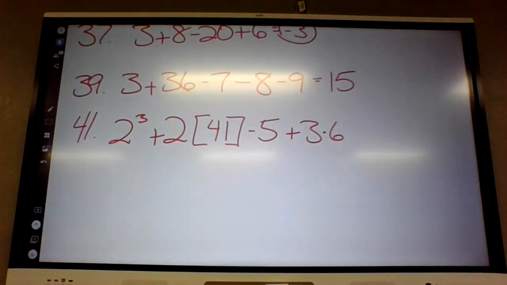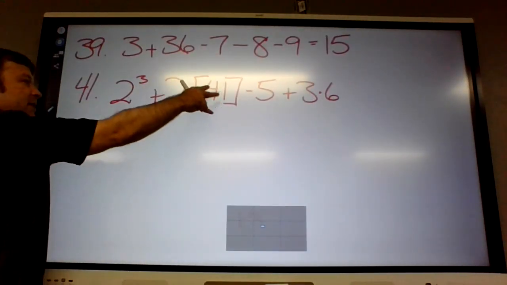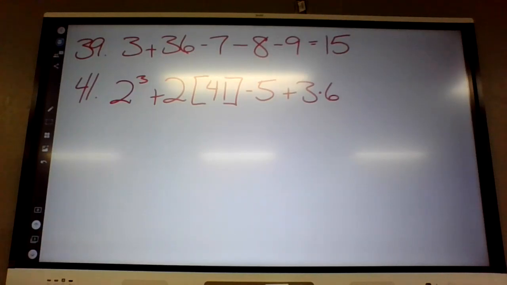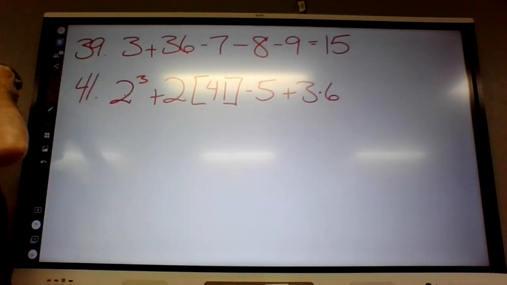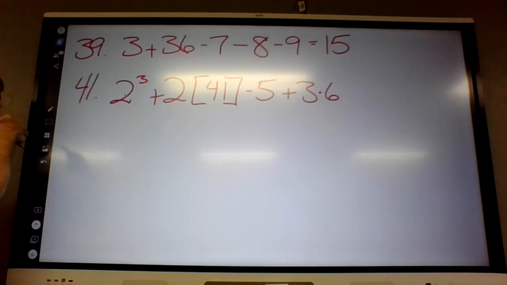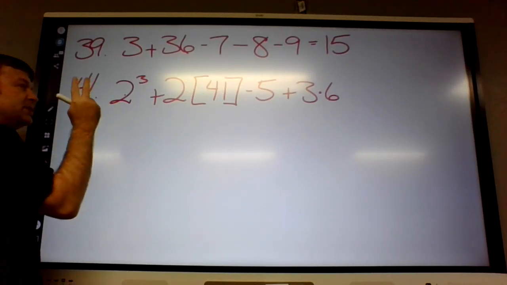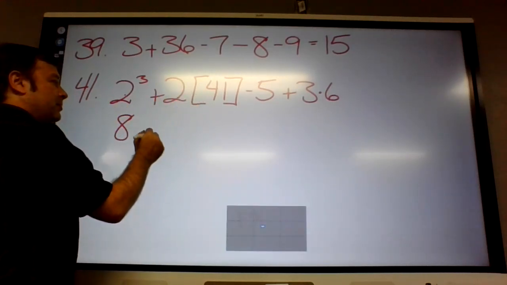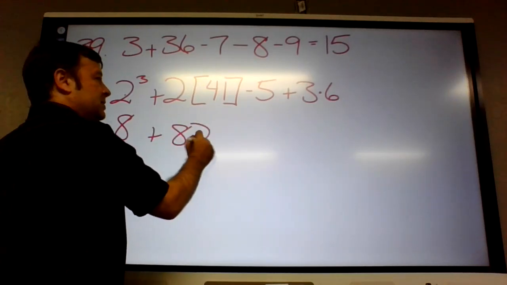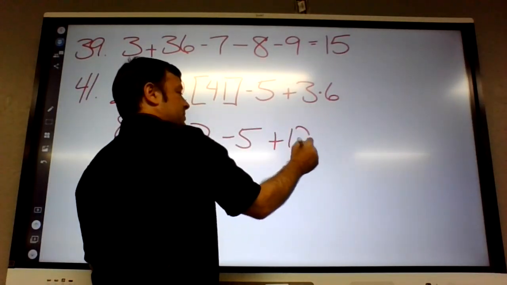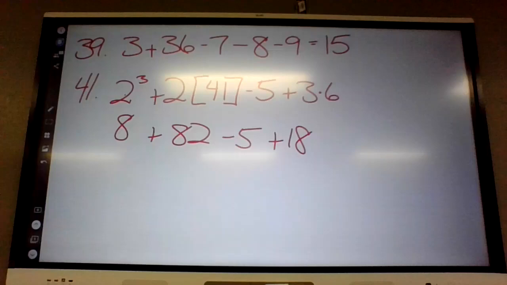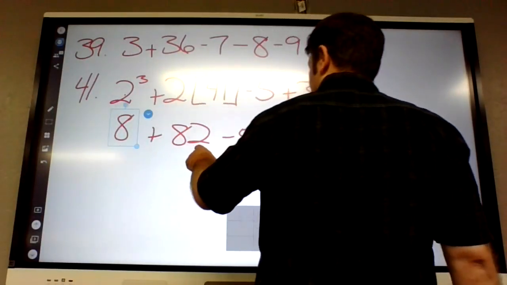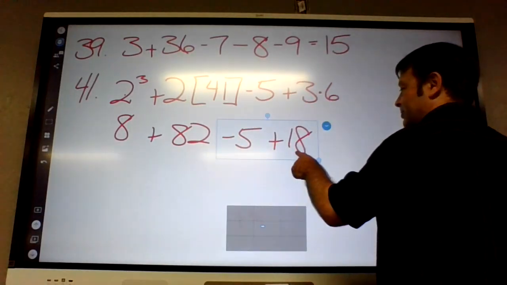Okay. So we got rid of that big mess that was in there. Now what should we do? Exponent. 2 to the third. Don't say 6. You're fired. 2 to the third is 8. 2 times 2 is 4 times 2 is 8. Okay, anyways, we got a couple multiplies. 2 times 41 and 3 times 6. And that gets rid of everything but the pluses and minuses. 8 plus 82 is 90, minus 5 is 85, 85 plus 18.